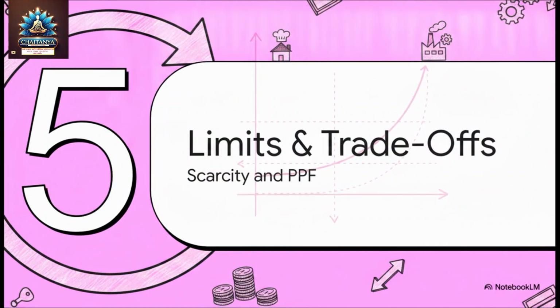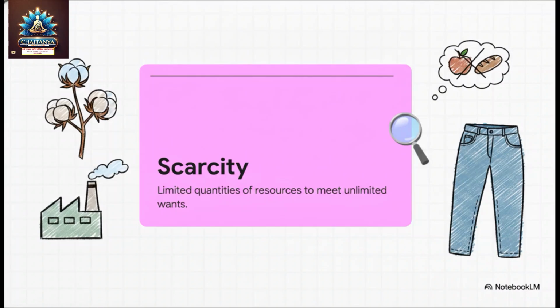Section 5, limits and trade-offs. Scarcity and the PPF. Let's zoom out from the individual kitchen for a second and look at the absolute limits of our entire economy's capacity. This brings us to scarcity, the defining rule of economics. We have limited resources to meet totally unlimited human wants.